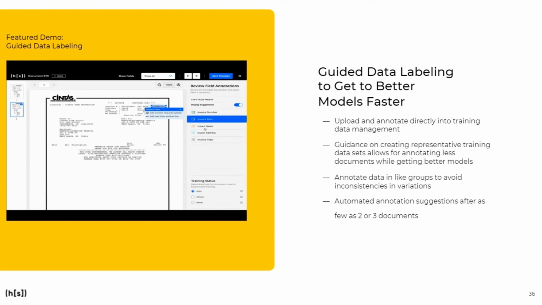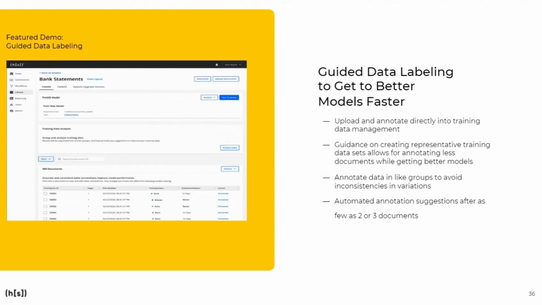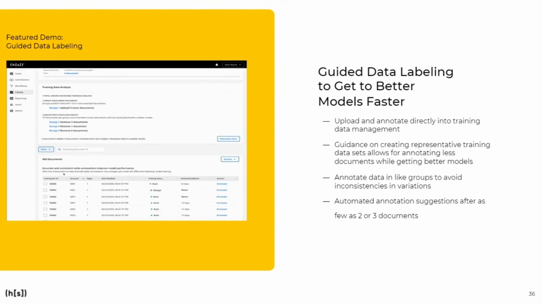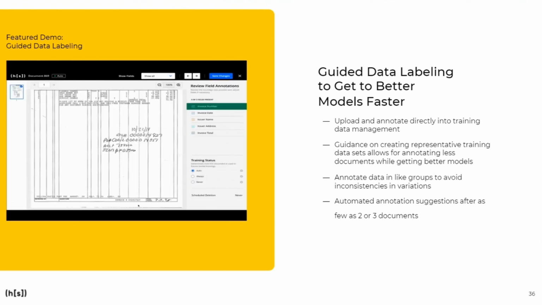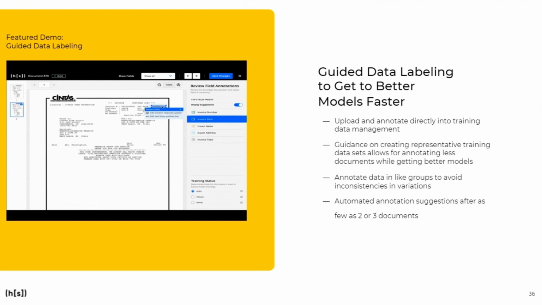In this release, we are going to be bringing the ground truth lifecycle into one place, which will now allow us to upload and label data in the same place, the training data manager. From there, you will be able to analyze the documents you've just uploaded, and Hyperscience will give you guidance on creating a representative data set for those specific use cases, which in turn will help you optimize model performance.